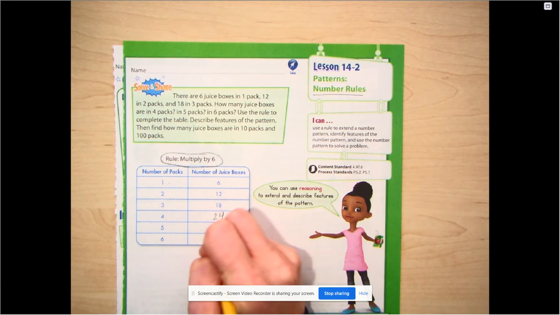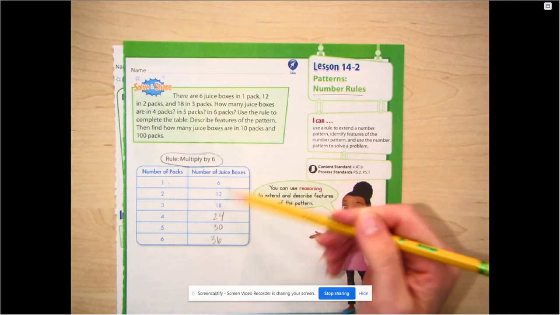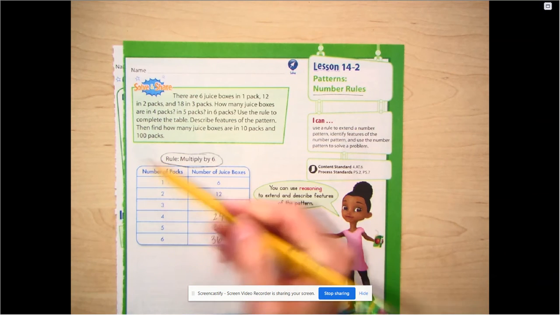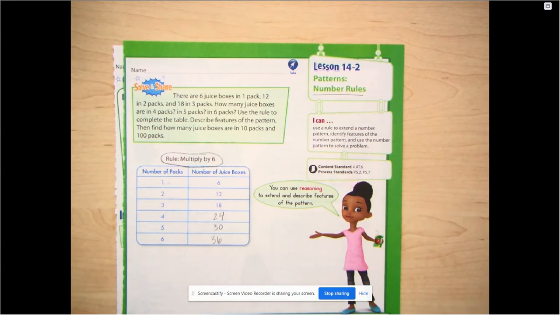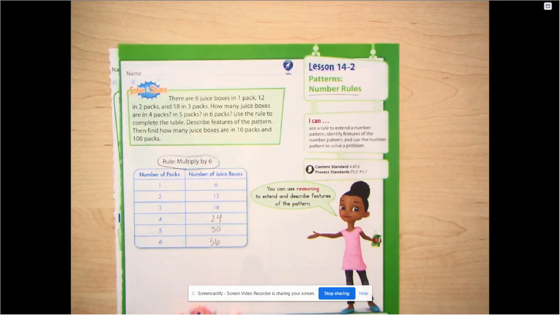30 and 36. And when you're done, you should see that, yes, we multiplied by 6, but because we multiplied by 6, each box went up by 6 because the numbers over here went up by 1. Okay, so we got to determine what the rule is and then use that rule on the number that they give us over here. Let's take a look at a few more examples.